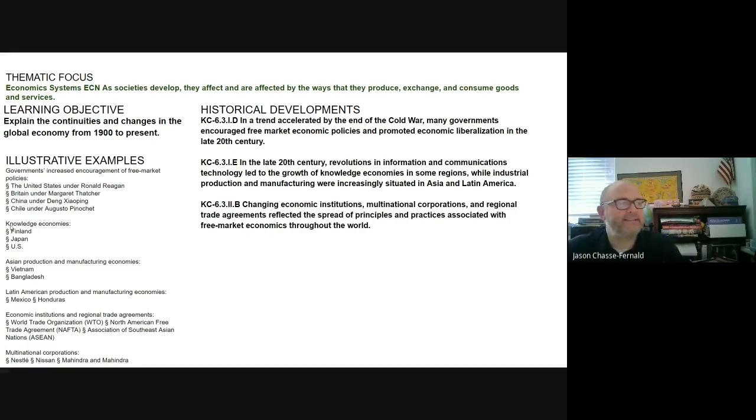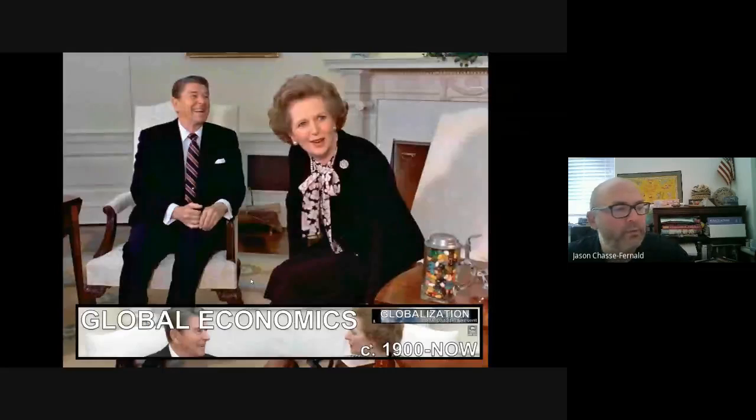Another category of analysis that we're going to look at for continuities and changes of the global economy is the rise of knowledge economies, or the continuity of knowledge economies, right? And we'll talk about that. Then Asian production and manufacturing economies, Latin American production and manufacturing economies, and some of these economic institutions and regional trade agreements, as well as multinational corporations.